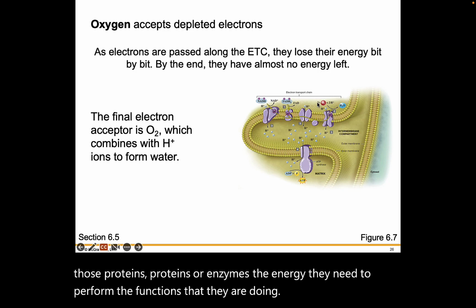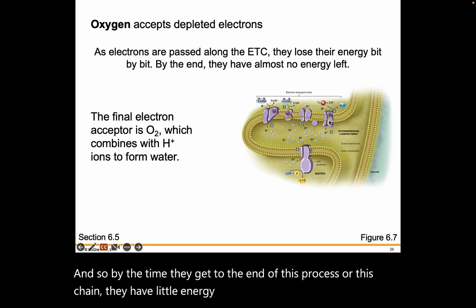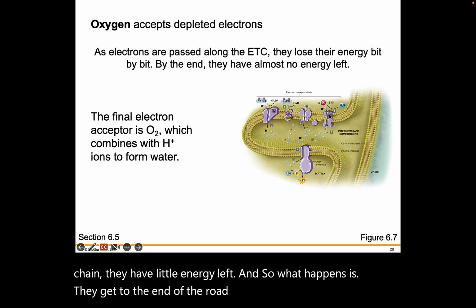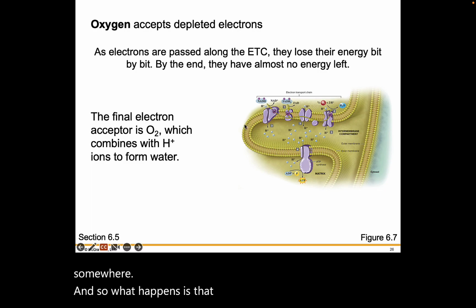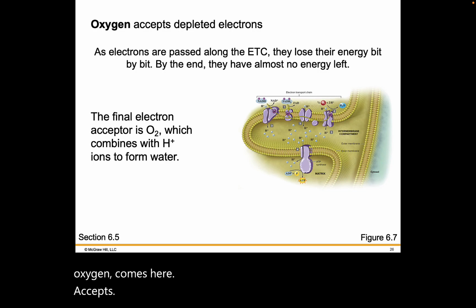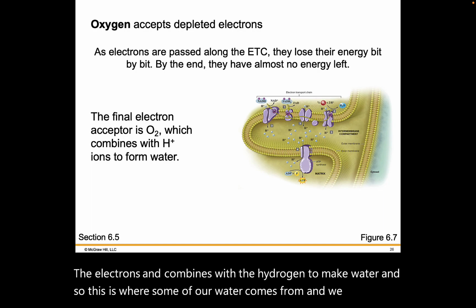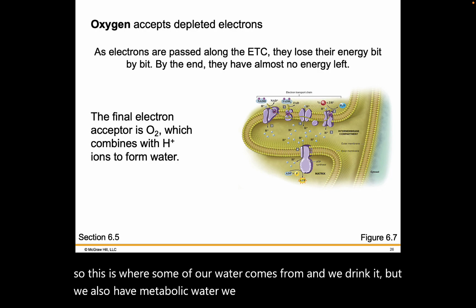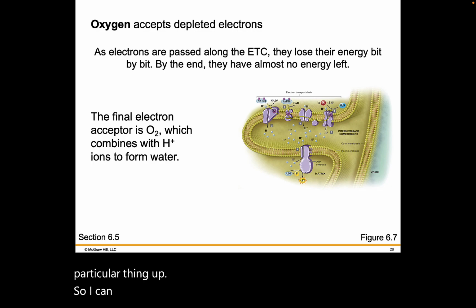And so by the time they get to the end of this process or this chain, they have little energy left. And so what happens is they get to the end of the road, basically, and so they need to go somewhere. And so what happens is that oxygen, and that's why we breathe oxygen, comes here, accepts the electrons, and combines with the hydrogen to make water. And so this is where some of our water comes from. We drink it, but we also have metabolic water we make. So let me blow this particular thing up so I can explain exactly what's happening here.